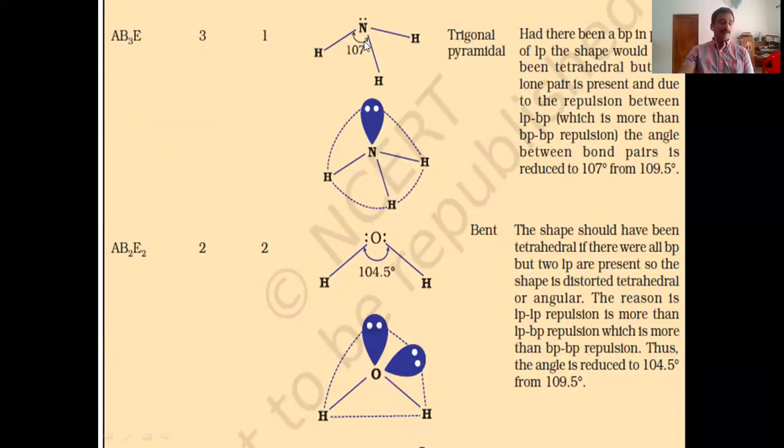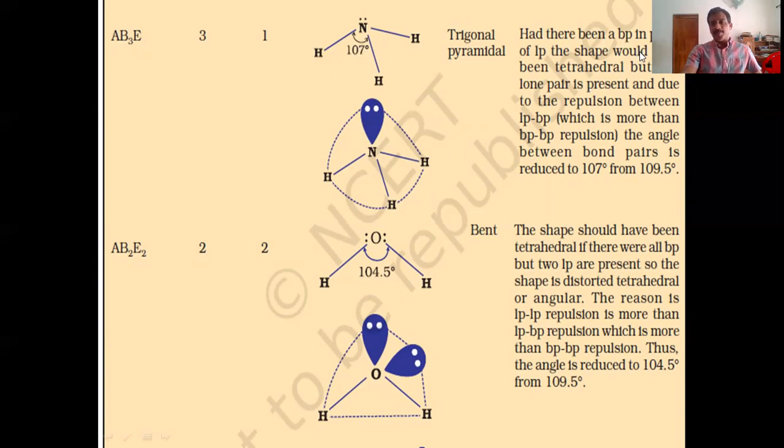So actually, we are expecting tetrahedral structure in the case of 4 bond pairs. But here 1 is a lone pair. Usually, lone pair bond pair repulsion is greater than bond pair bond pair repulsion. Because of the high repulsion from the lone pair, the bond pairs will come a little close to each other. As a result, the bond angle decreases from 109 degree 28 minutes to 107 degree as it is shown here. So it is explained clearly here.